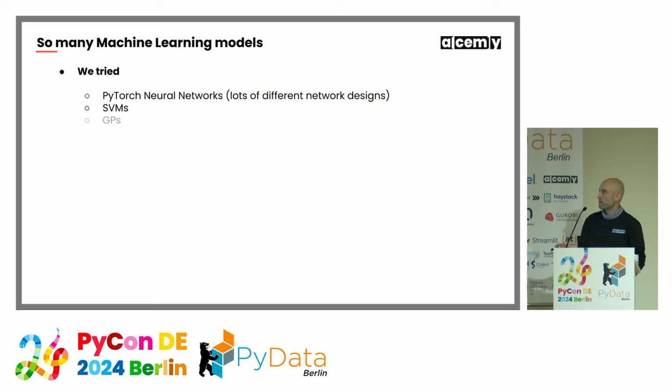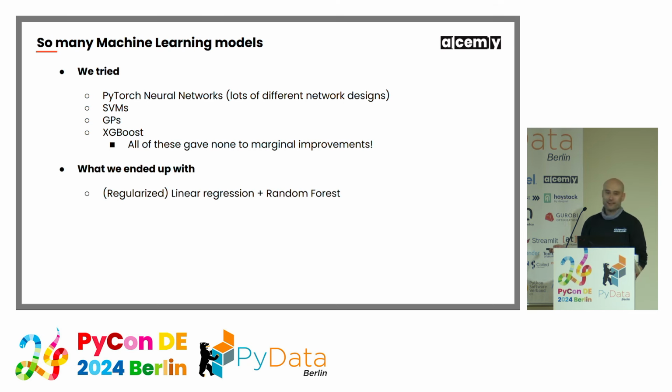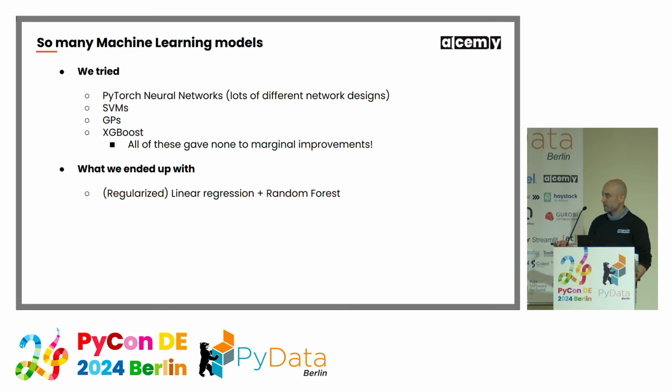We used support vector machines, Gaussian processes, XGBoost, you name it. Problem is, all of these gave pretty much none to marginal improvements at best. But usually they pose very black boxes. What we actually have deployed in real life, I'm not kidding you, is linear regression plus a random forest. So basically, linear regression, and then the error of the linear model is corrected by the random forest.